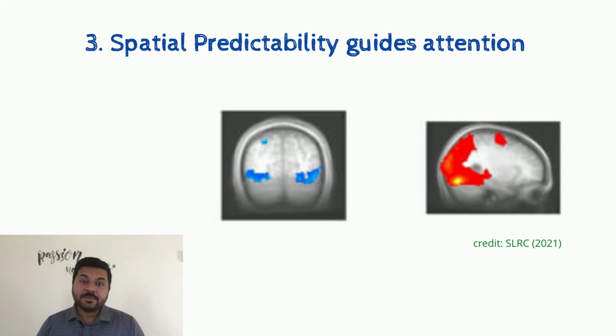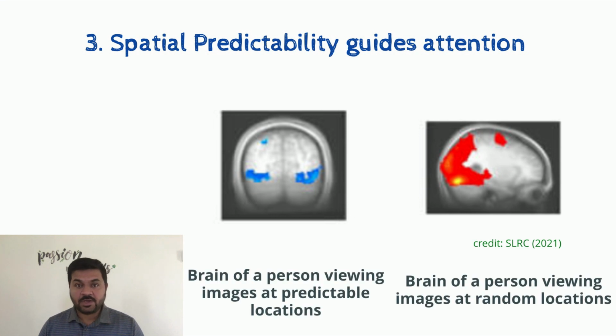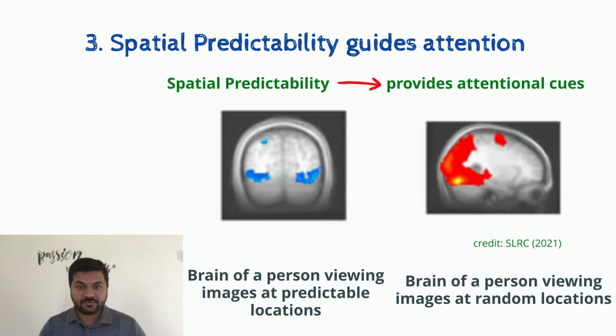You see, the ability to predict where an image, word, or object will be located on a screen during a presentation decreases the quantity of neural networks required for its identification and processing. Spatial predictability, therefore, provides attentional cues to our students, which in turn has the potential to improve comprehension and memorization of information.